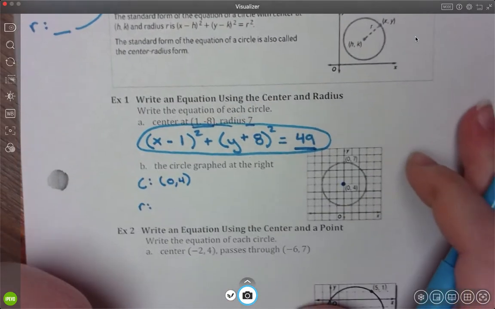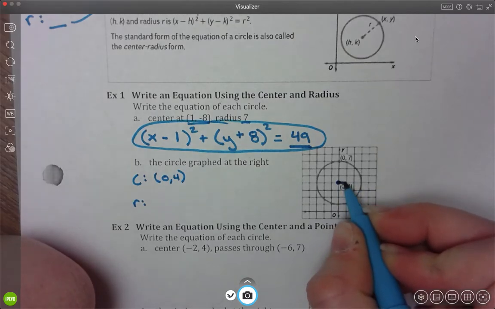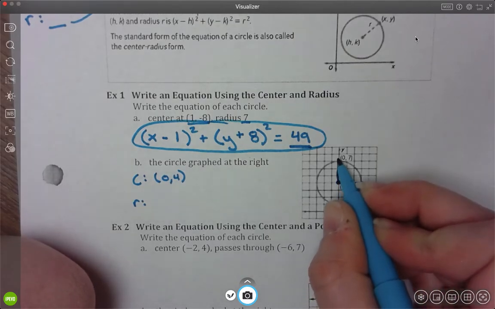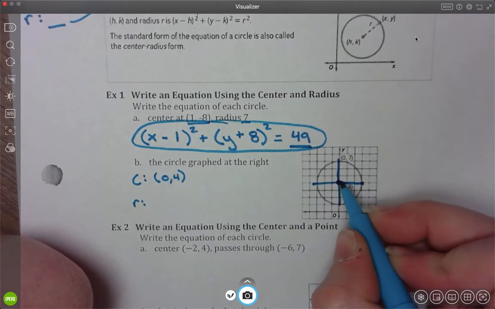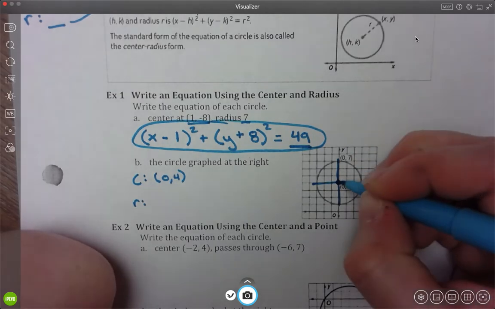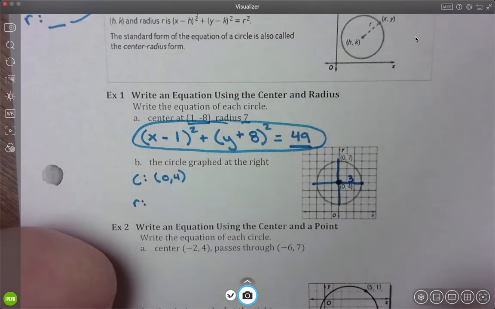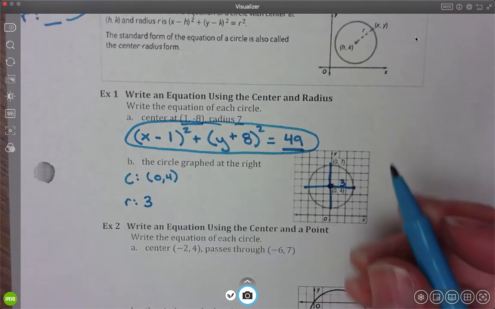The radius of the circle, they don't tell us, but we can just look. I can either count from here to here, or I can count up, or I can count to the left, or I can count down. Any of those are going to be, is it going by ones? That's what I'm trying to look at. Yes, it's going by ones. So that will just be a radius of 3, okay? So the radius is going to be 3, and then I just need to write the equation.